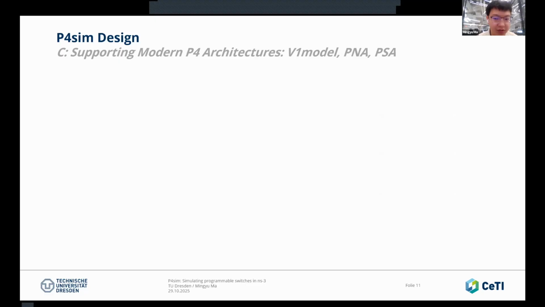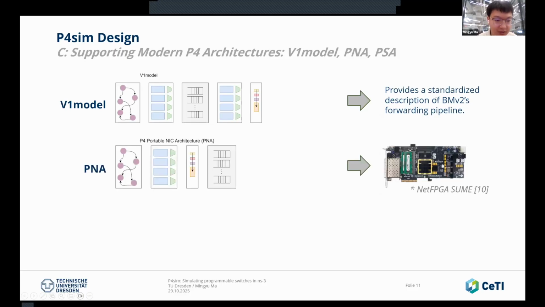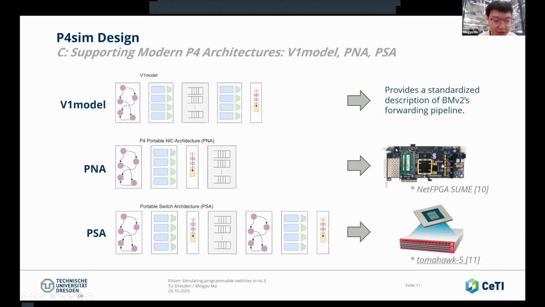After that, we will talk about the P4 architectures supported in P4sim. First is the V1 model, the simple standardized description of the BMv2 forwarding pipeline. And then the PNA, the portable NIC architecture, and also the PSA, which is a little more complex, more like a single switch.